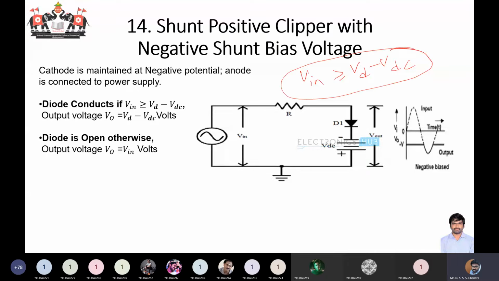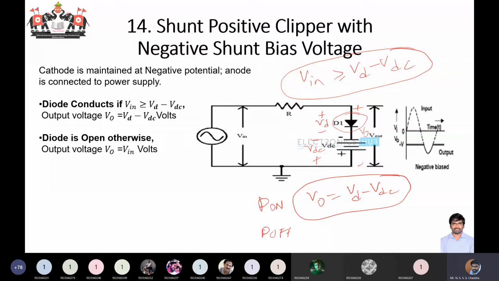When the diode is conducting, you have here plus, here minus is VD, whereas here minus, here plus VDC, and this is plus minus V0. So here V0 is equal to VD minus VDC when the diode is on. When the diode is off, so when this is open, then your V0 is equal to Vin. Your output voltage will follow the input voltage. So in this condition, when the diode is conducting, you will observe that output voltage is constant at 0.7 minus 2.